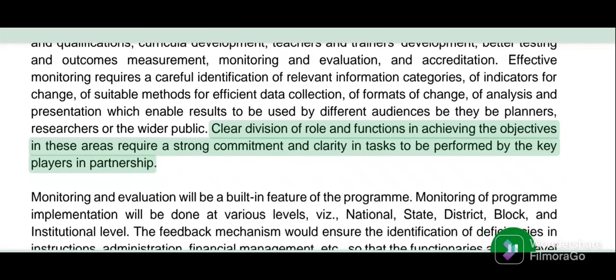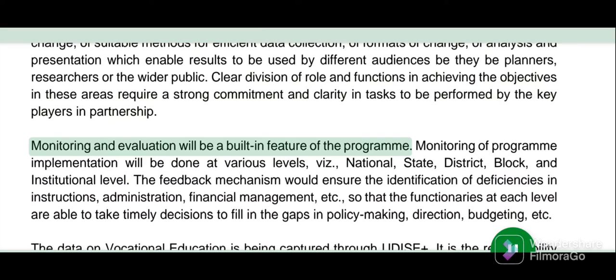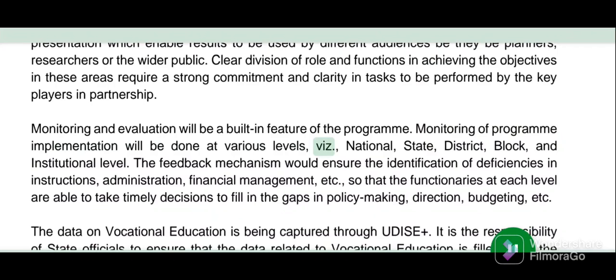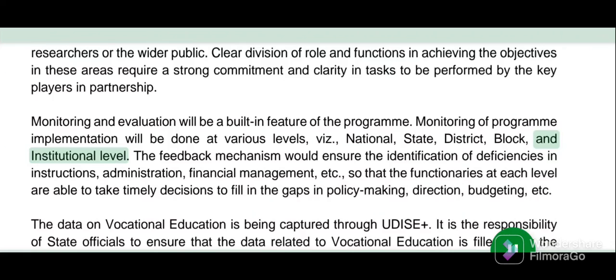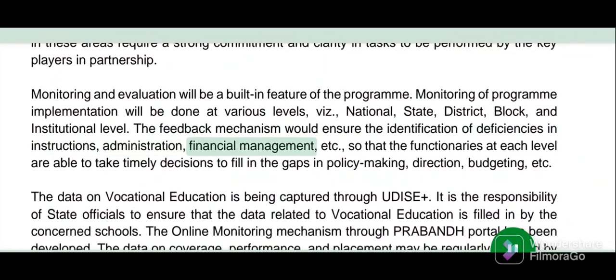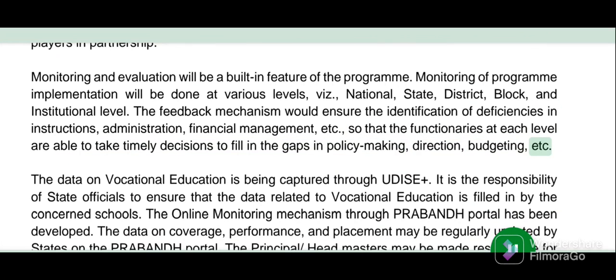A clear division of roles and functions in achieving the objectives in these areas requires a strong commitment and clarity in tasks to be performed by the key players in partnership. Monitoring and evaluation will be a built-in feature of the program. Monitoring of program implementation will be done at various levels, viz. national, state, district, block, and institutional level. The feedback mechanism would ensure the identification of deficiencies in instruction, administration, financial management, etc. so that the functionaries at each level are able to take timely decisions to fill in the gaps in policy making, direction, budgeting, etc.